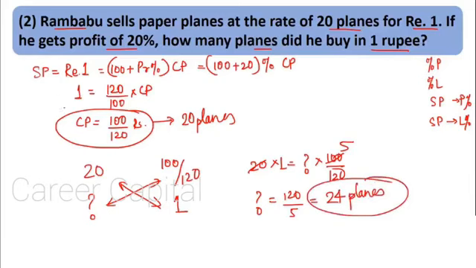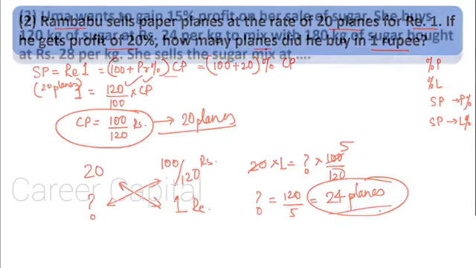Now over here I'll explain again. For 20 planes the selling price is 1 rupee, and Ram Babu gets 20% profit. The selling price is 100 plus 20% of the cost price. This is the formula. So we get 120% of the cost price, that is 120 upon 100 into the cost price. So the cost price would be 100 upon 120 for 20 planes, right? So 20 planes can be bought in 100 upon 120 rupees. Then how many planes can be bought in 1 rupee? Simply cross multiply and you get the answer as 24 planes. Going on to the next question.